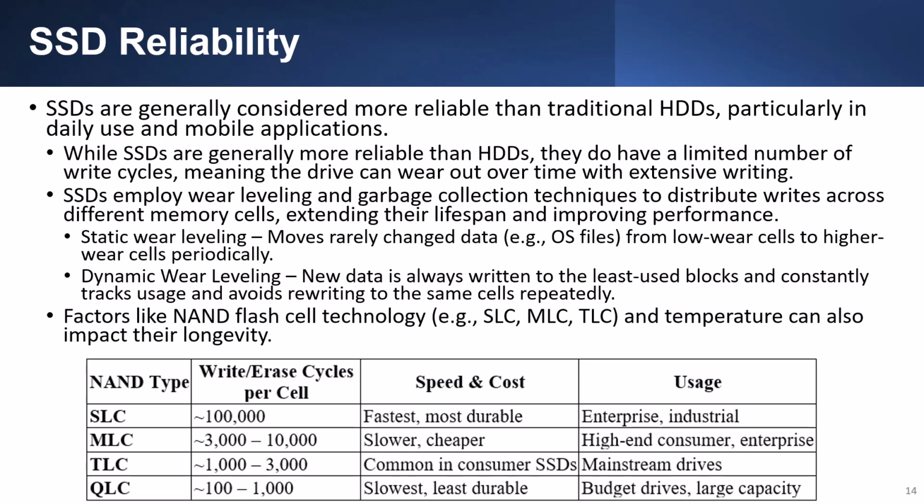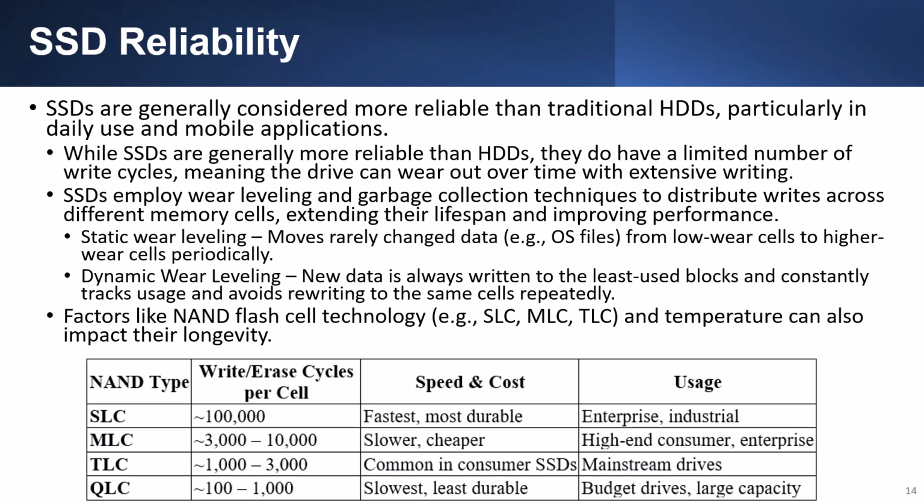performance. Static wear leveling moves rarely changed data, such as operating system files, from low wear cells to higher wear cells periodically. With dynamic wear leveling, new data is always written to the least used blocks, and it constantly tracks usage and avoids rewriting to the same cells repeatedly.